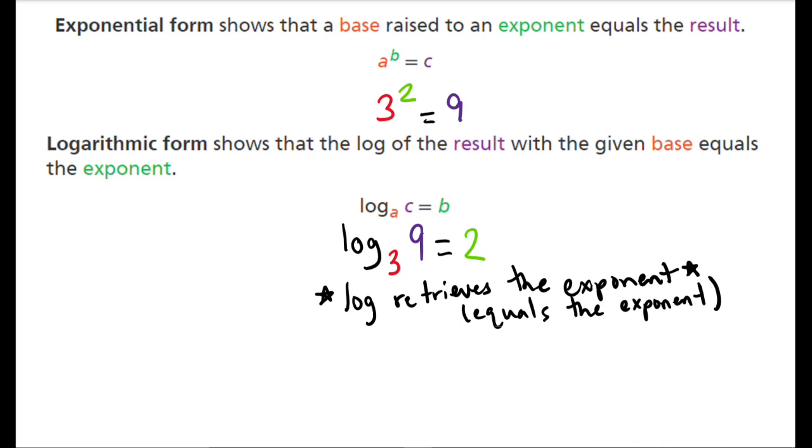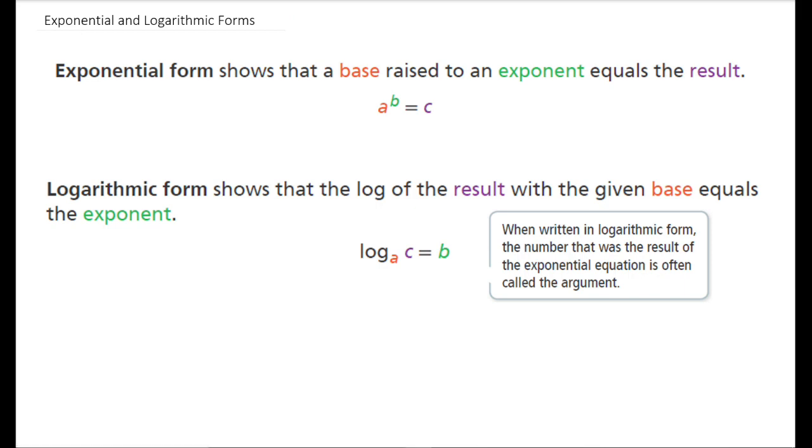Okay, so that's very important to keep in mind: the logarithm is essentially trying to figure out what the exponent is. Like, 3 to the what power is going to give me 9, right? That's what the logarithm answers. So the purpose of the logarithm is you have to figure out 3 to the what power equals 9, and the logarithm tells you that it's 2. 3 to the 2 is 9.